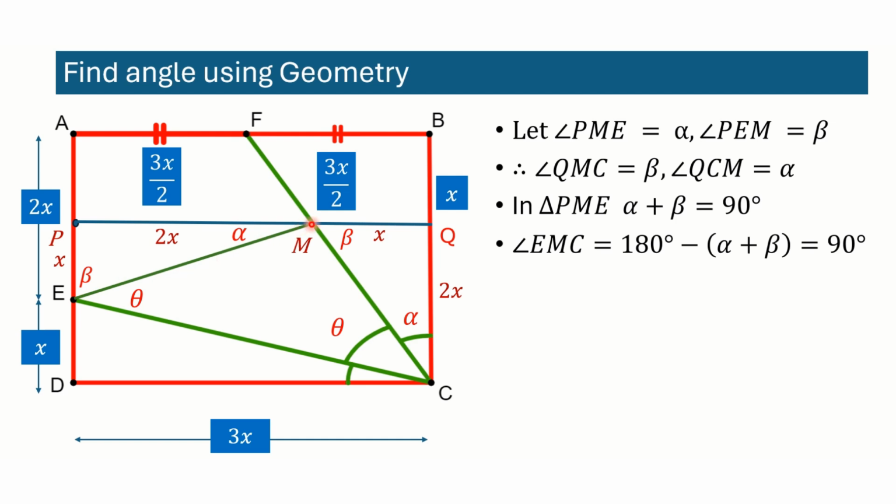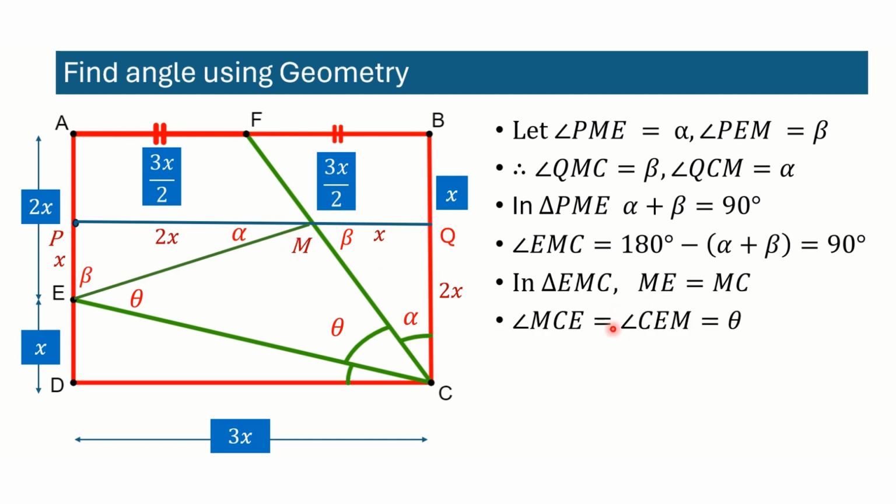If you consider this triangle, this side and this side are equal. We have already calculated this length, that is root 5 times x, and this is also root 5 times x. So this is an isosceles triangle. This means the angle on the base, this angle is theta, then this is also theta. This is because we have already proved that ME is equal to MC. So this angle MCE is equal to CEM.